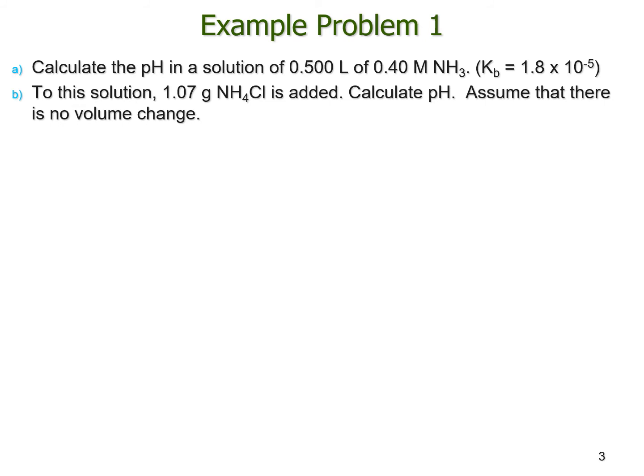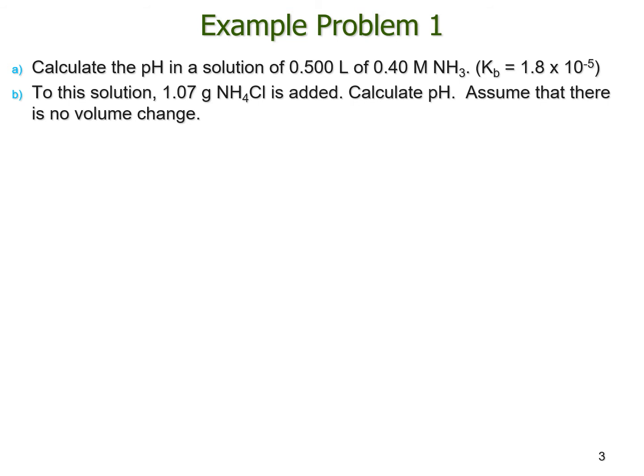Now, let's take a look at our first example of this chapter. This example has two questions. First, we need to calculate the pH, as a comparison, for a weak base solution. How do I know it's a weak base solution? Because it's ammonia, and Kb is provided.